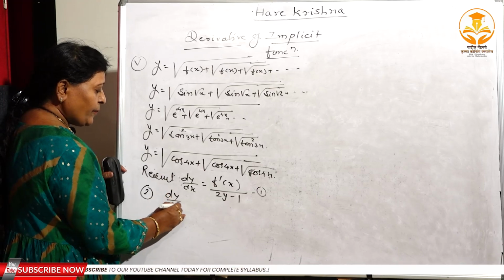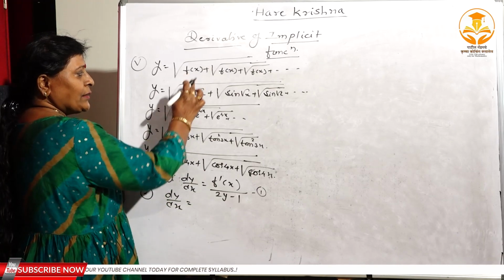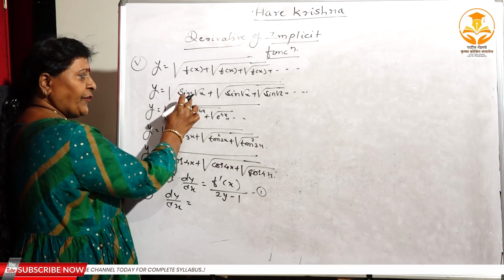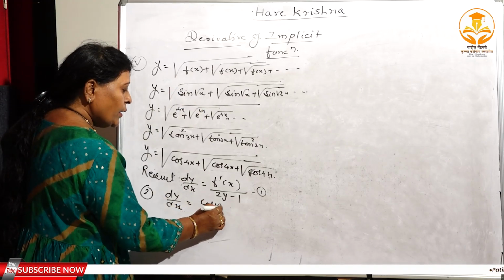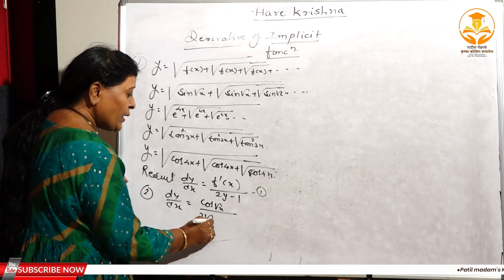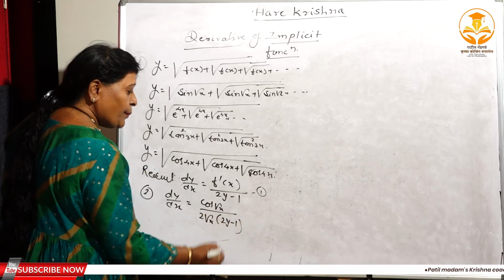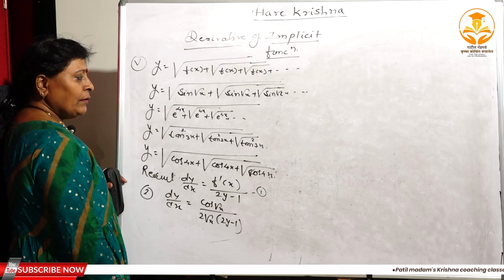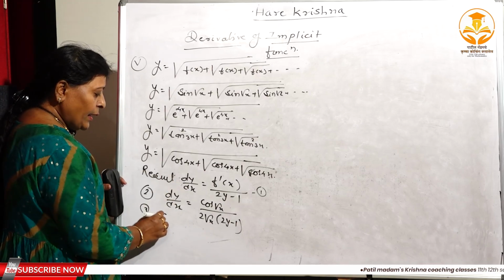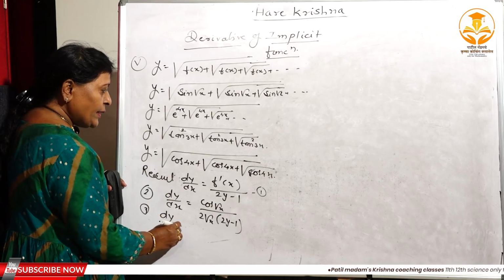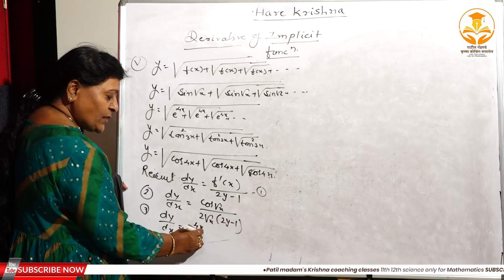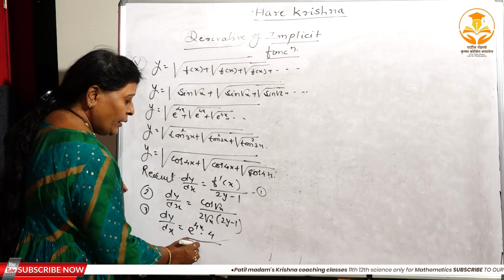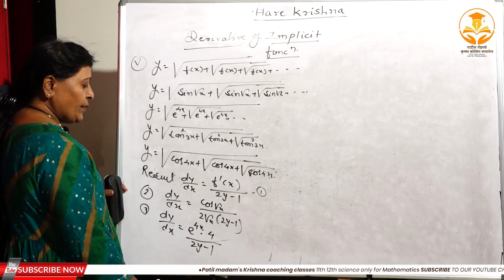dy by dx. Again here f dash x means you have to find out the derivative of the function. What is the derivative of sin root x? That is cos root x, and the derivative of root x, that is 2 root x, and 2y minus 1 is the compulsory term, isn't it? Again if you observe the third here, that is dy by dx. What is the derivative of e raised to 4x? That is e raised to 4x into 4, and the 2y minus 1 is the compulsory term, isn't it?